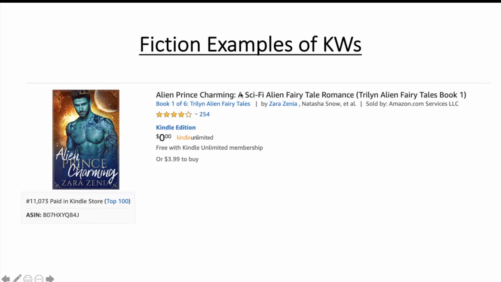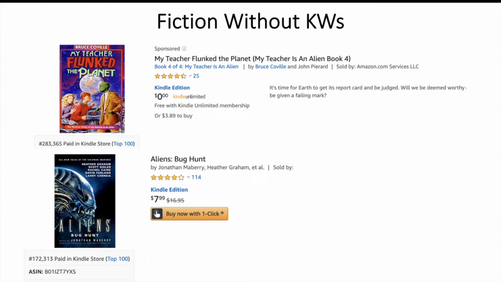So fiction keywords are usually the genre names. So we have sci-fi, alien, fairy tale, romance. Those are all keywords, right? And then in the series we have alien fairy tales, which is already in the subtitle, so you don't need both, but this is a good example of a title that's keyword optimized. These are examples of fiction without keywords. So we have My Teacher Flunked the Planet. Alien could be a keyword, but there's really nothing else, and we have this Alien Bug Hunt.